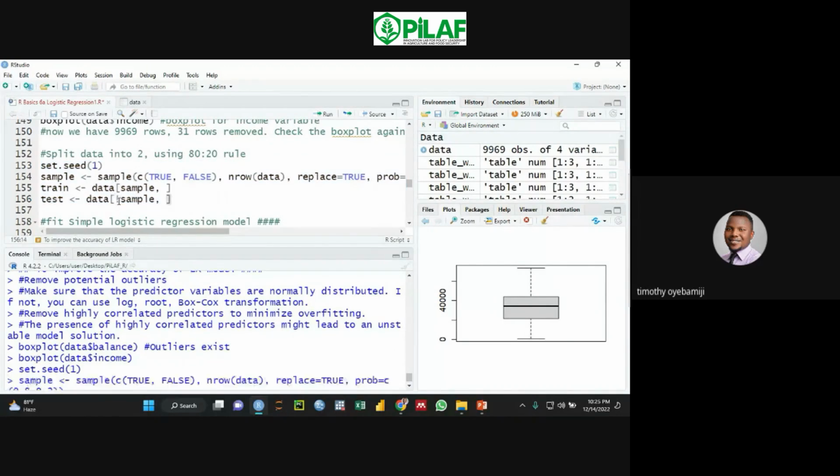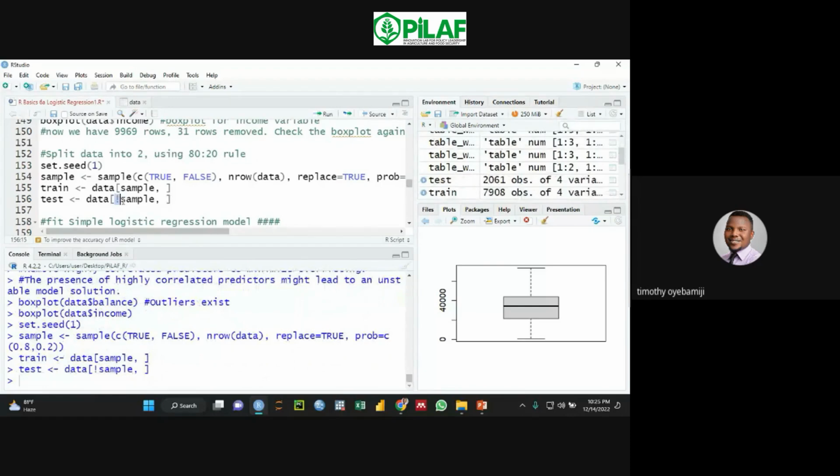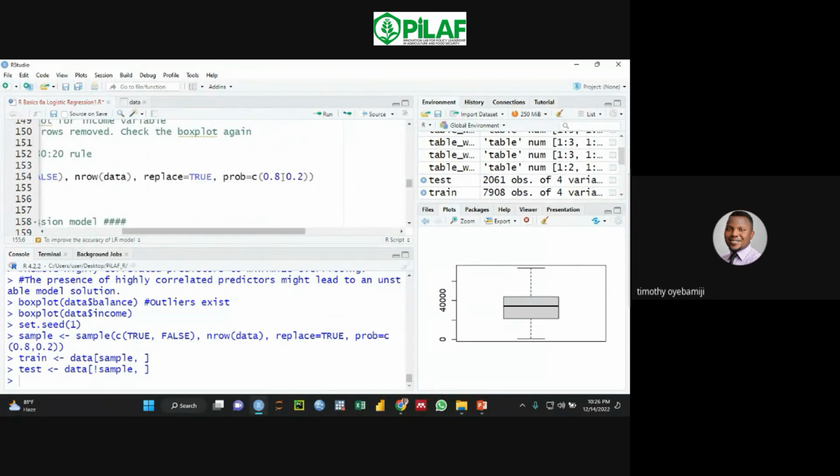All right. So if you run this, the test is defined with this exclamation mark. Exclamation mark means not among the sample. Remember, this is sample, and we have true, false. So putting all the sample here puts all the true there. I remember in the slicing procedure, we said 0.8 first, then 0.2. If we put 0.2 first, 0.2 will go for the train, while 0.8 will come for the test set.